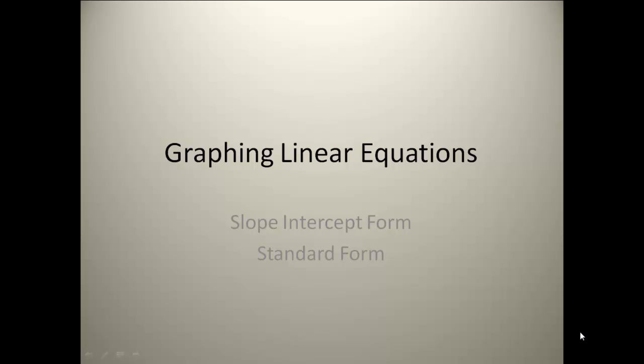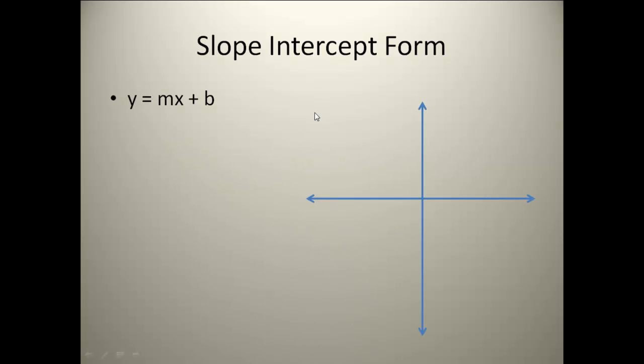We're going to look at two common forms for graphing linear equations. The first one is slope-intercept form. Now, slope-intercept form gives us these two pieces of information. It gives us our slope and it gives us our y-intercept. Our slope is our m value, which is always attached to the x, and our intercept is our b value.